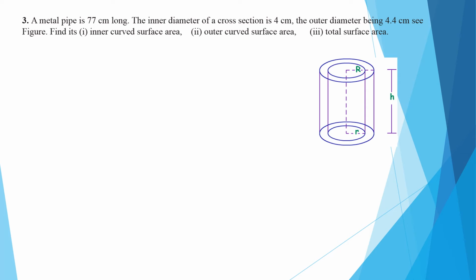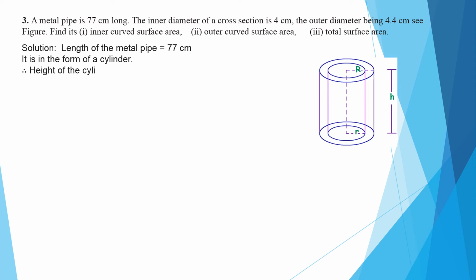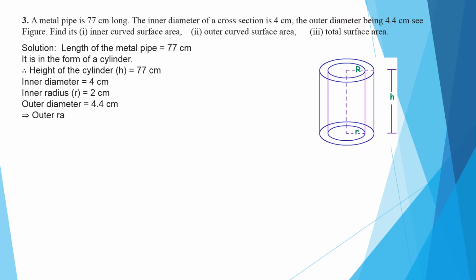The top portion, outer, and this is a hollow cylinder. So here, first of all, length we will take, which is a metal pipe. Length is given clearly in the question, 77 centimeter. So it is in the form of a cylinder, so height will also be taken as 77 centimeter. Inner diameter is given as 4 centimeter, so inner radius will be 2 centimeter. Outer diameter is 4.4 centimeter, so the outer radius will become 2.2 centimeter, just divided by 2.